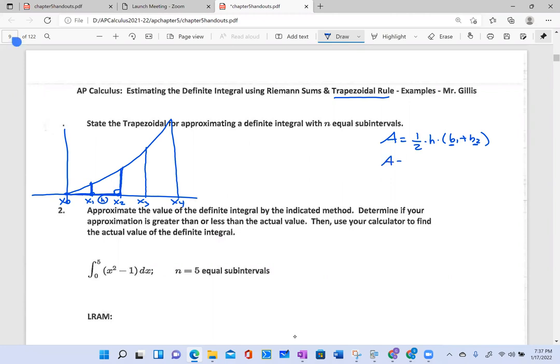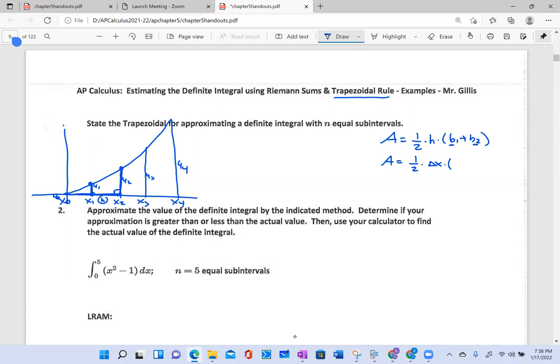So your height in each of these is equivalent to delta x, and delta x is the same for each of these subintervals. So it's a common factor. If I put x sub 0 into my function, I'd get y sub 0, which would just be 0 in this case. I put x sub 1 in, and I would get y sub 1. Put x sub 2 into the function, I get y sub 2. Put x sub 3 in, I get y sub 3. Put x sub 4 in, and get y sub 4.